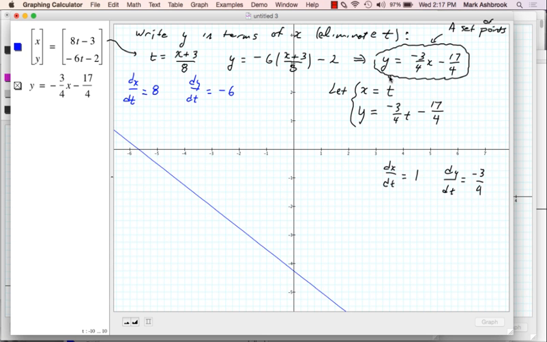Aren't they still actually changing at the same rate relative to each other though? Because if we multiply both by 8, we just get 8 and -6. Yeah, relative to one another, yeah, right? So let me show you.